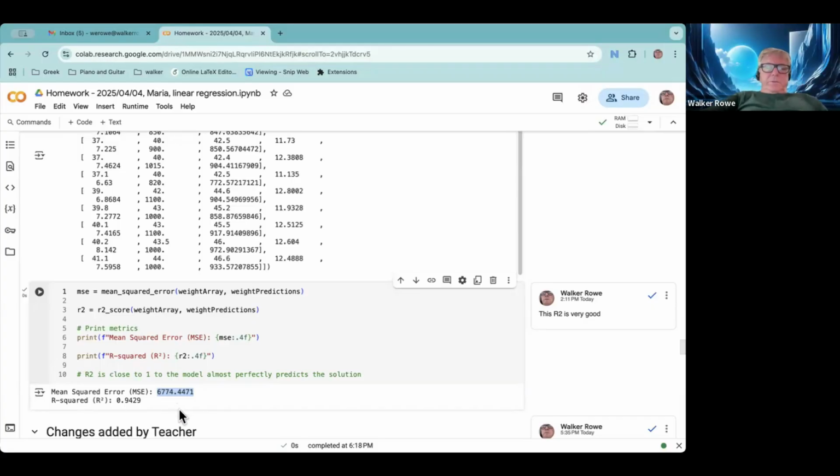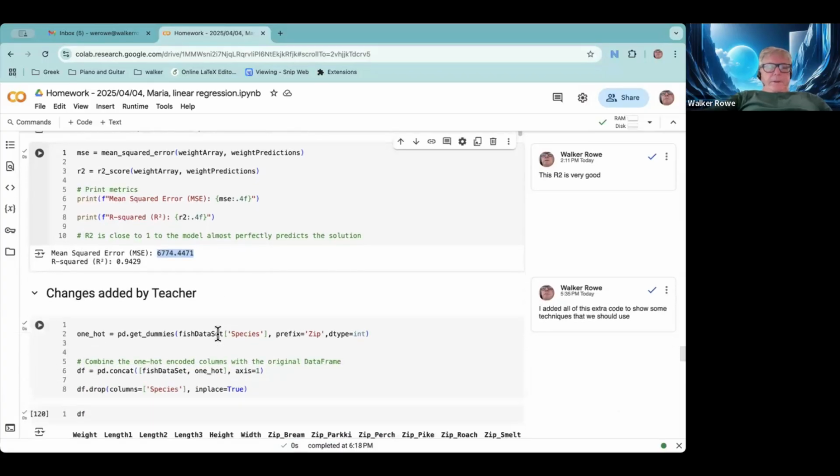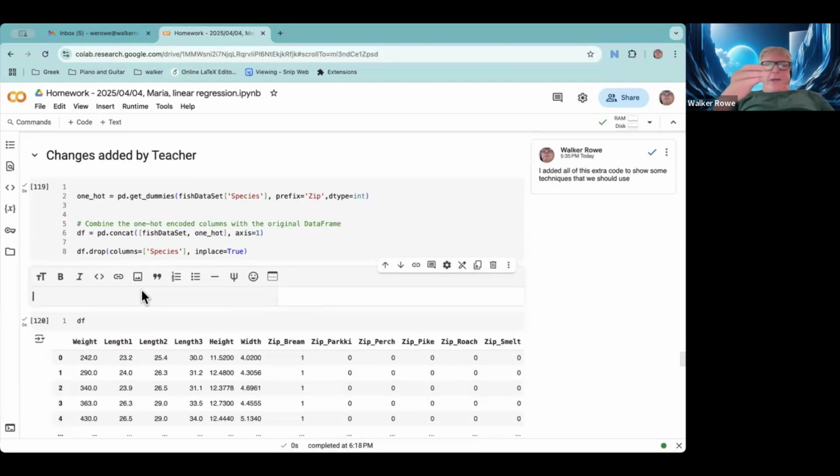Okay, now here's what I did to make some changes. First of all, this one's going to be a little bit difficult to understand. But look at this. Okay, so let's just write it like this. Suppose we have, well, we can see it here. It's easier to see. Suppose we have a data set like this.